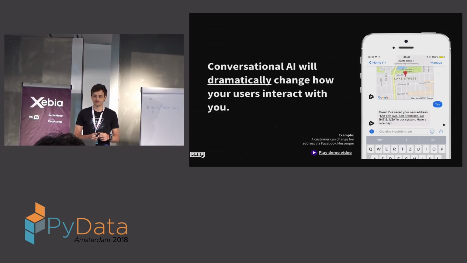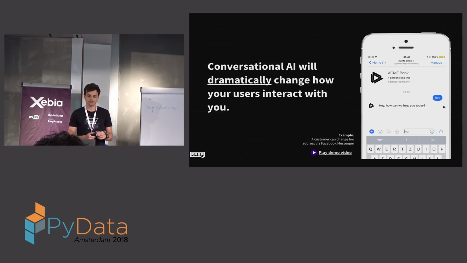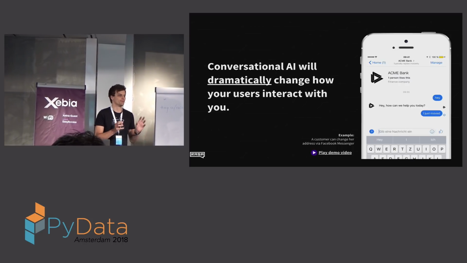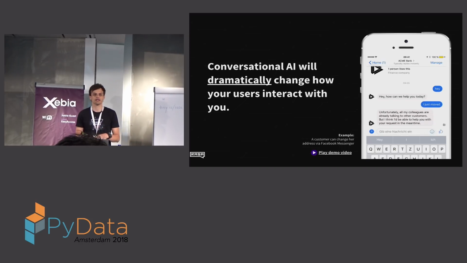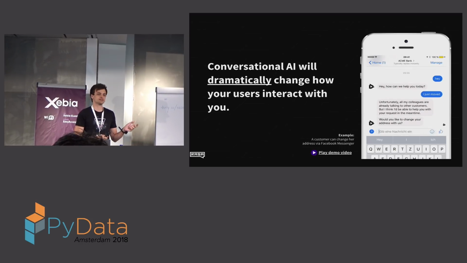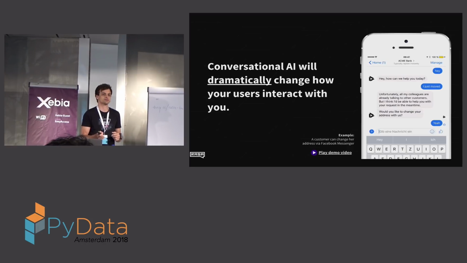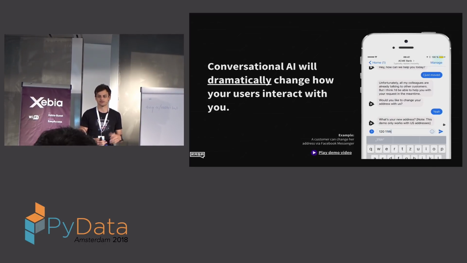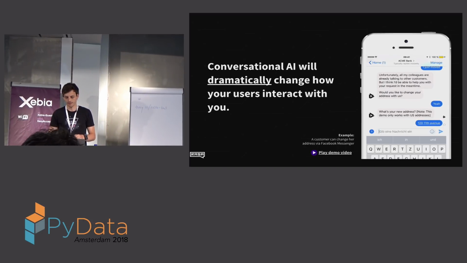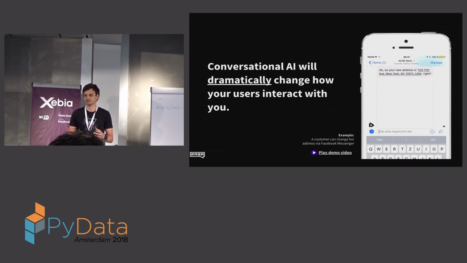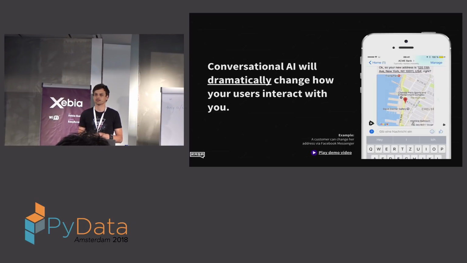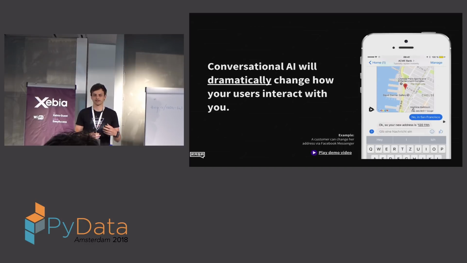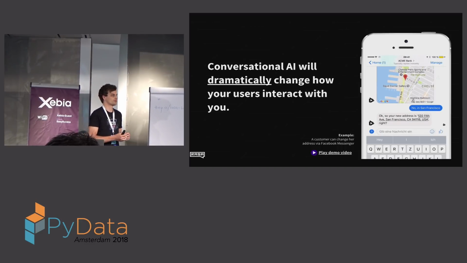And what we see here is that conversational AI will dramatically change how your users interact with you, because it's quite different from an app UI or from a web page, because here the user defines how the conversation continues, right? In your app or on your web page, you define the layout, you define the menus, right? So in this way, with a chatbot, the user decides what happens next, and the bot reacts. And if the user provides different input, he will follow a different flow.